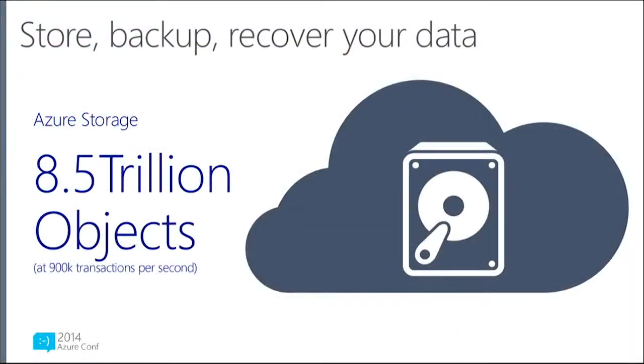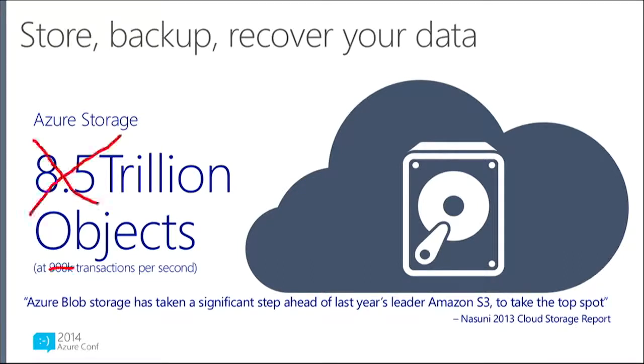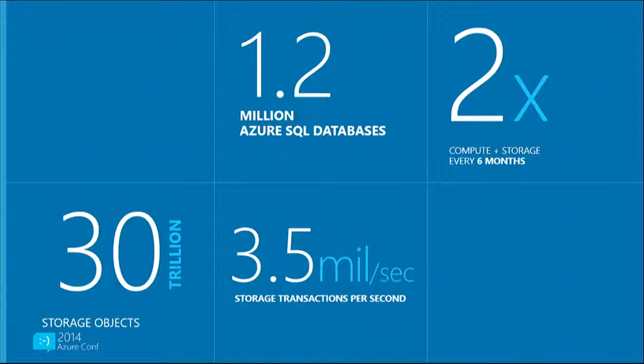So beginning of last year, we had about 8.5 trillion objects at 900,000 transactions per second. Well, that's no longer true. As you maybe have seen this morning in Scott Guthrie's talk, we have moved over to 30 trillion, and maybe even a little bit above that, storage objects. So that's a lot of blob storage and other storage objects being put into Azure. That really shows that there is a good sense of security towards Azure and that you can really use it for a lot of things to store in there.